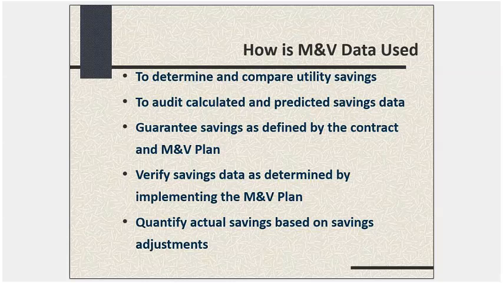Because actually, the ESCO might achieve their guaranteed savings per the M&V plan and per the contract, but actual savings could vary a little bit because of savings adjustments or actions taken by the owner that reduce savings but are not really a liability of the ESCO.